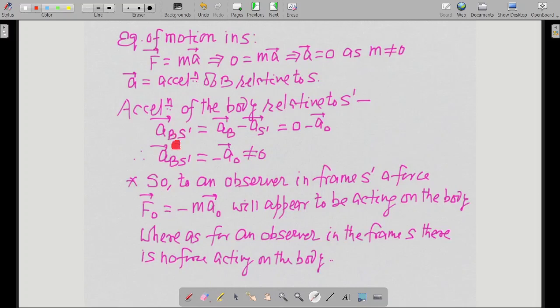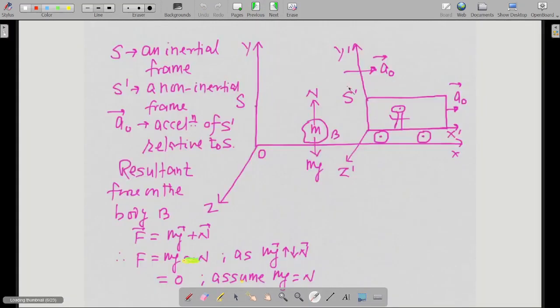So acceleration of B with respect to S prime equals a B vector minus a S prime vector. Now this a B vector is clearly 0, because we are taking this with respect to inertial frame. a B is with respect to inertial frame S, and a S prime is also with respect to inertial frame S. Now your acceleration with respect to inertial frame S is equal to 0. So this is the term which is equal to 0, and the negative sign is over here, that's why the negative sign will come. Then your a S prime is equal to a naught vector clearly.